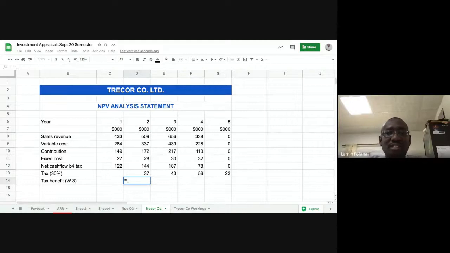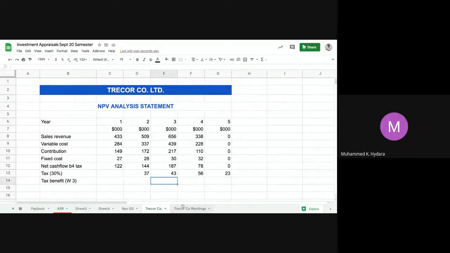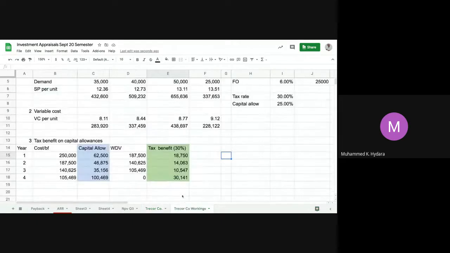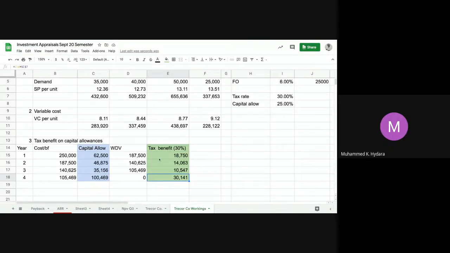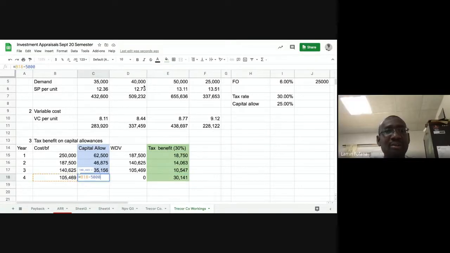Sorry, can you say that again? I wasn't concentrating. You say what? We sold our asset at year 4 already, and our written down value is 0 at year 4. Okay. But they still charge tax on the capital allowances, even though we have written down value at year 4. No. Mohammed, please understand this. This tax here is tax benefit on this capital allowance.